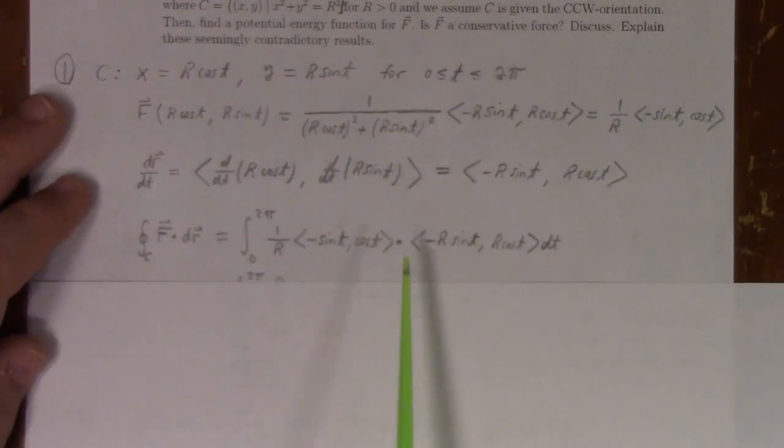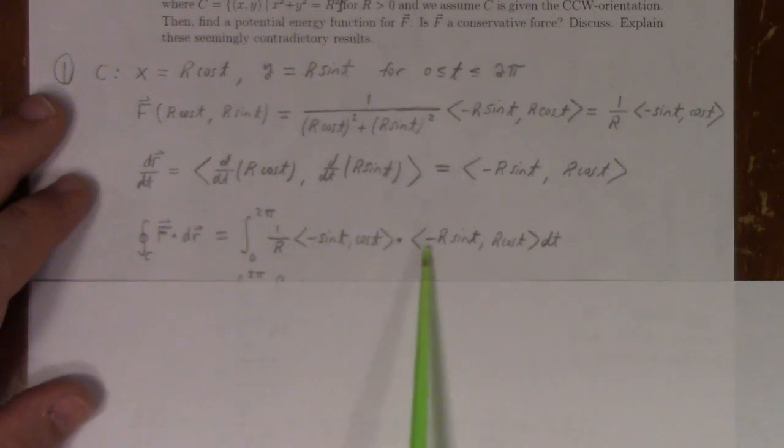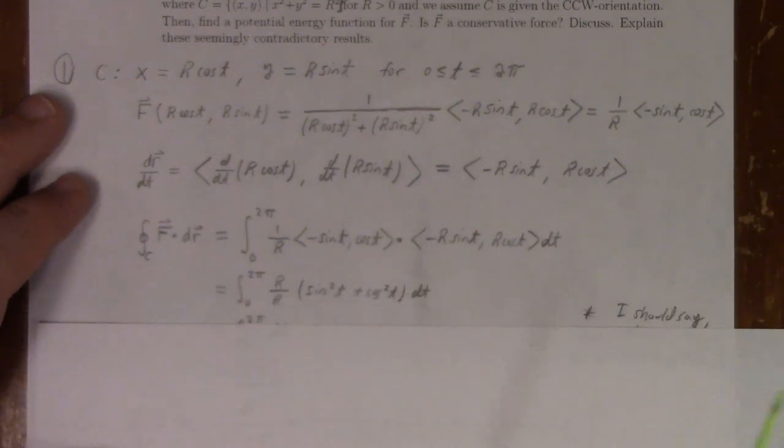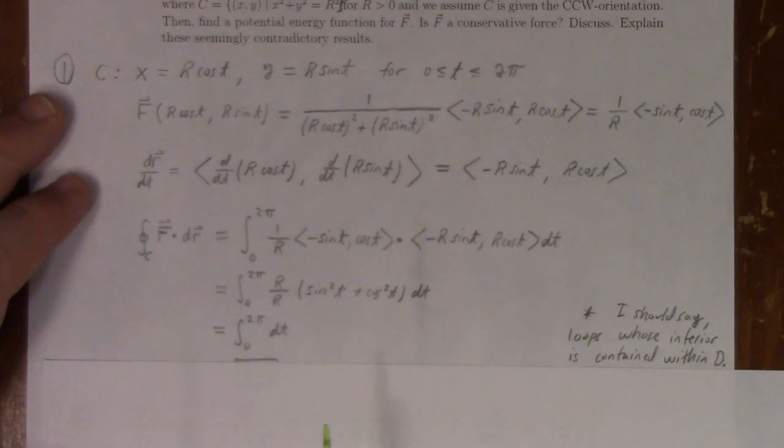So again, this is the definition of work: you integrate the power. The power here happens to be equal to, well, the power is 1. This works out to 1. So you integrate 1 from 0 to 2 pi, you get 2 pi.